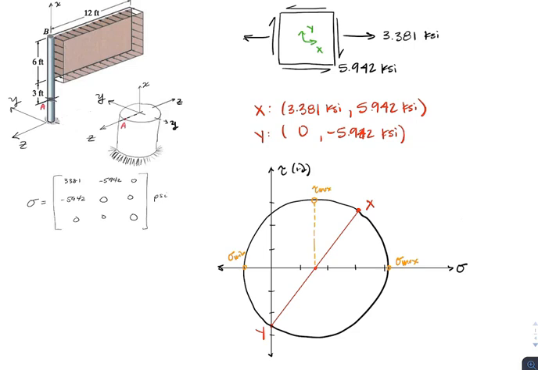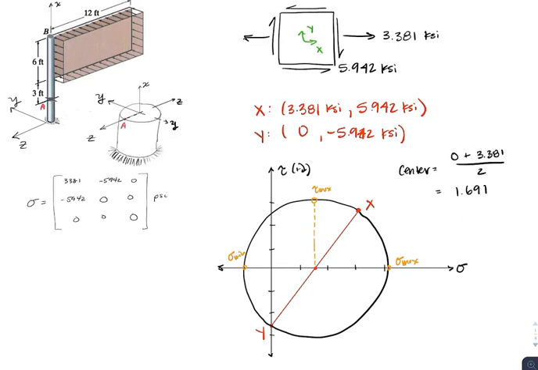I also went ahead and plotted where tau max is and where our 2 principal stresses are, sigma min and sigma max. Before solving for those values, we need to define the circle a little bit more. We need to find where the center of this circle is and the radius of the circle. The center of the circle is just the average of the normal stresses of our 2 points. So the center is equal to 0, which is our normal stress of our Y point, plus 3.381, all of that divided by 2. That gets us a center at 1.691 KSI.